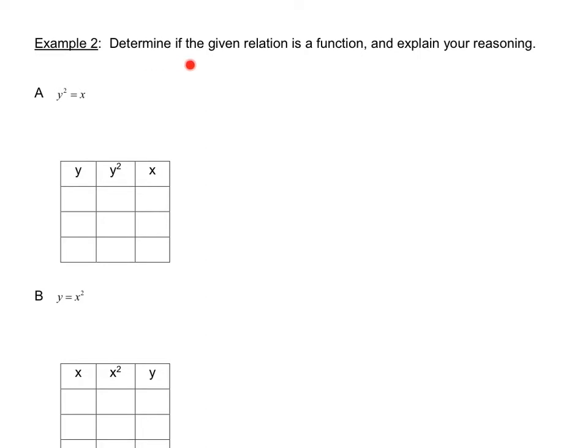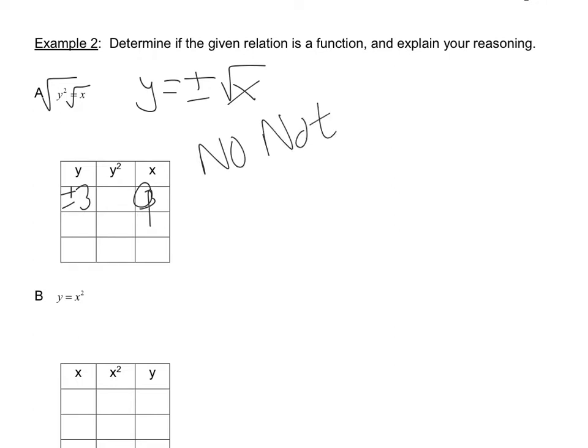Alright, so it says determine if the given relation is a function. Explain your reasoning. So see how it has y squared equals x? We need to get it to solve for y. So if we square root this, we get y equals plus or minus the square root of x. Because remember, anytime you take a square root, you get that. So if we think about that, if we said x was 3, doesn't that mean that x was 9? Doesn't that mean that y is plus or minus 3? So no, not a function.